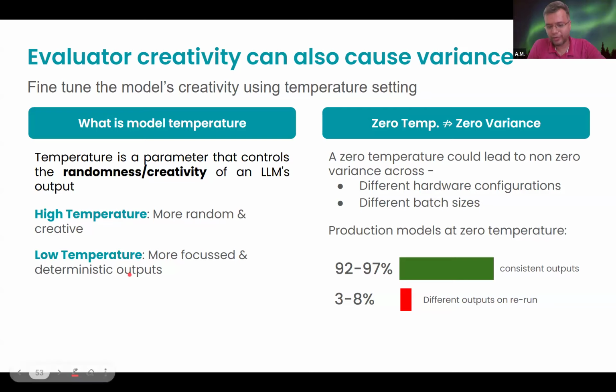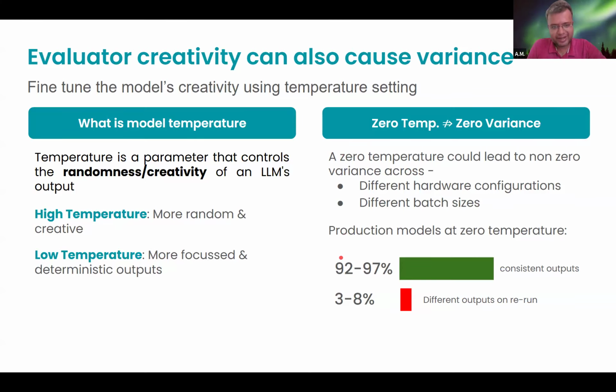Maybe it will solve a lot of your problems, but not entirely, because even if you have a zero temperature model, it will lead to basically non-zero variances, because the hardware on which you are running could be different, and the batch sizes in which you are running your LLM judge could be different.